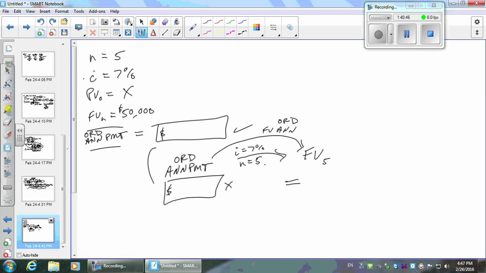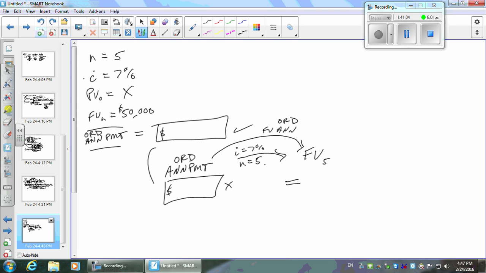Well, it's going to be whatever the factor is for the interest rate and for the number of periods when we get the factor. This payment times that is going to be the future value. And we know the future value. So what I can do, I probably should have done that first.